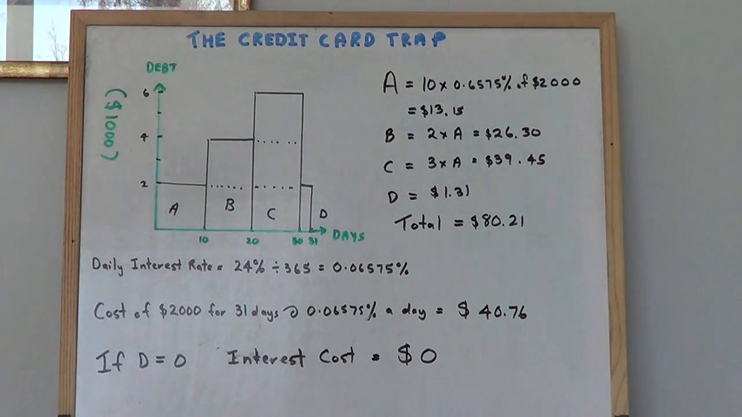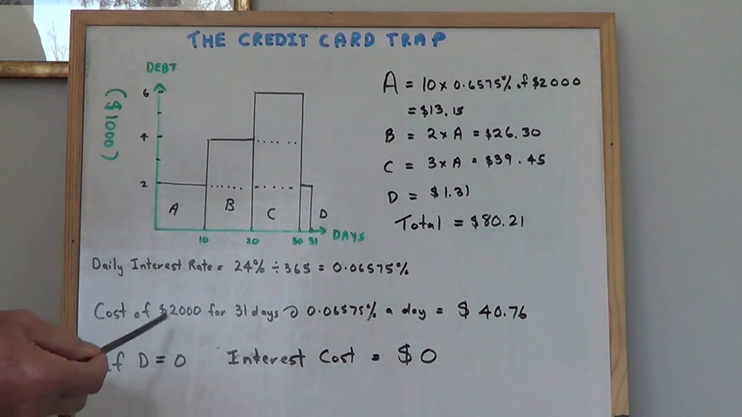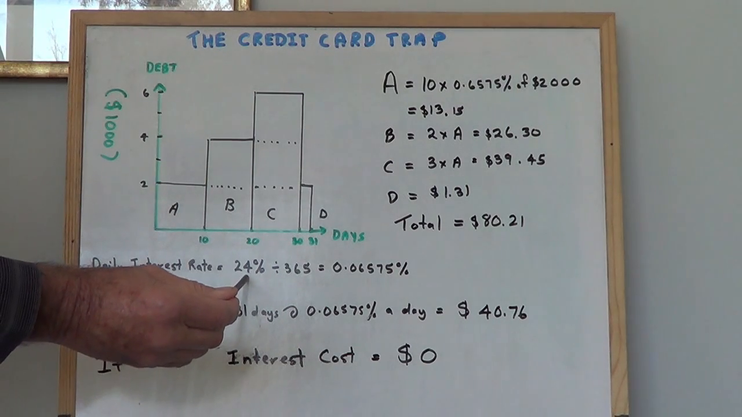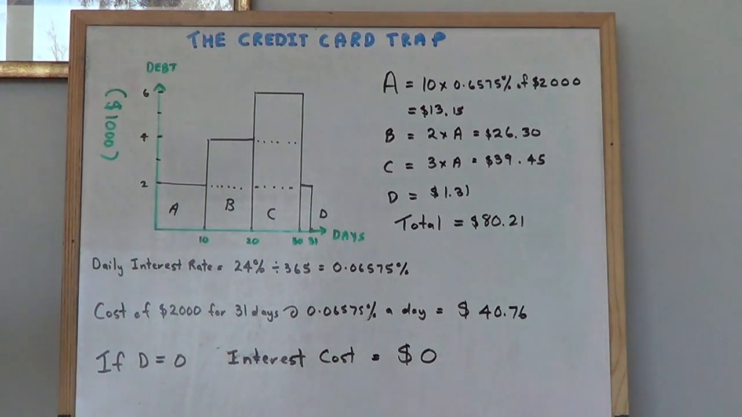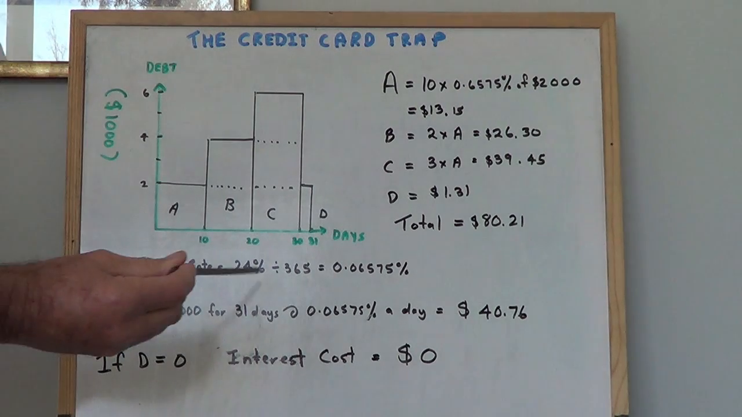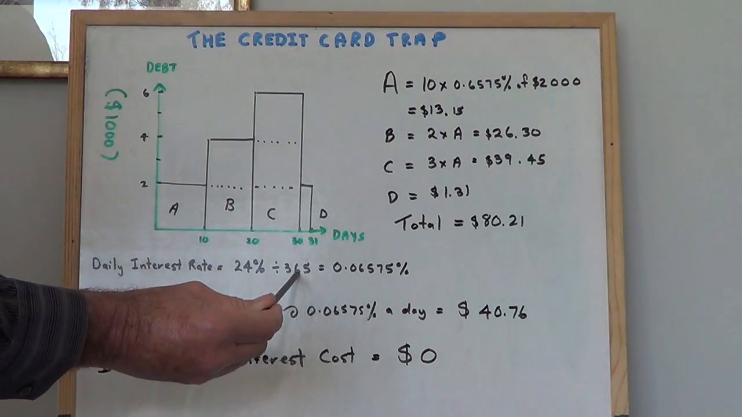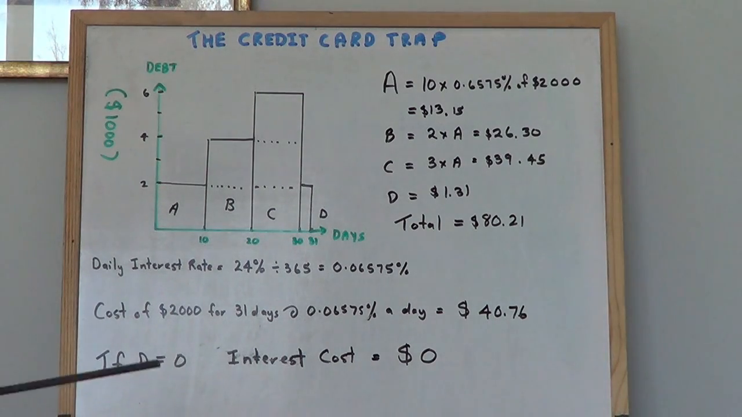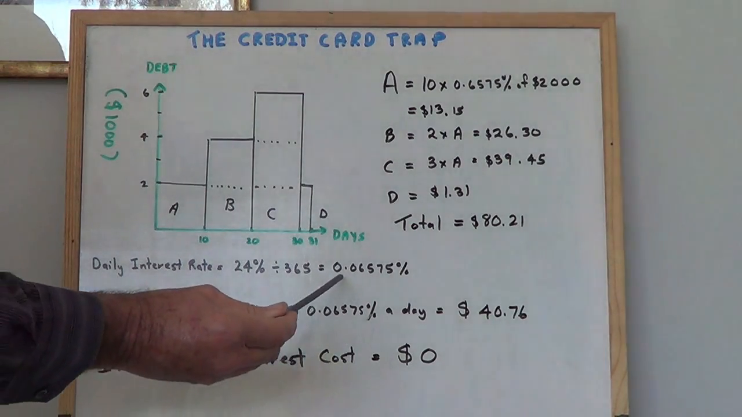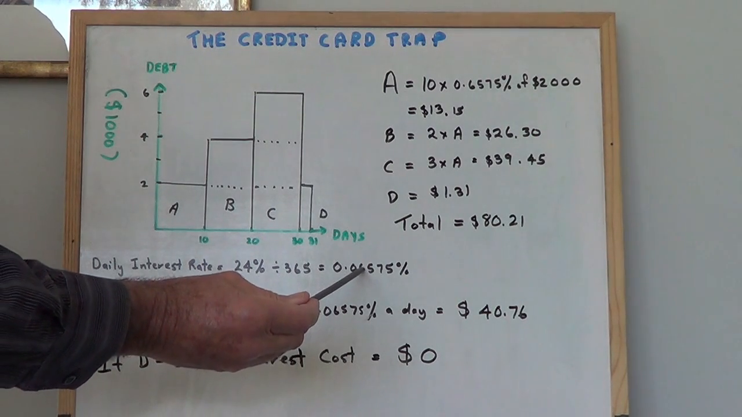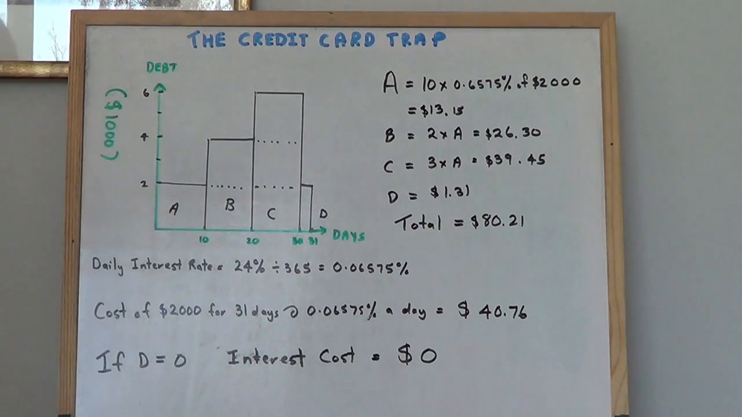Now what happens is the credit card company works out the daily interest rate. They say it's 24% per annum, which is correct in a way, because if you were charging it per year it would be 24%. They divide that by 365 because there are 365 days in the year, and they come up with 0.06575%, and that's the percent of interest that they charge you per day.